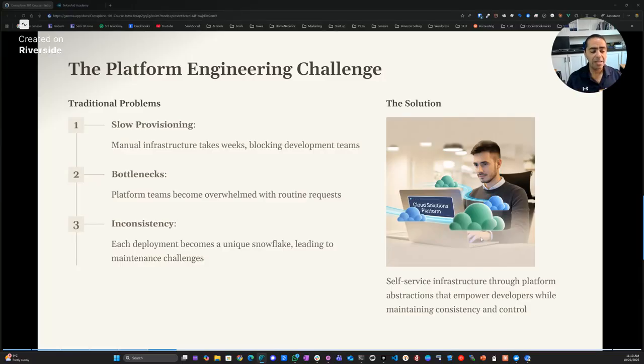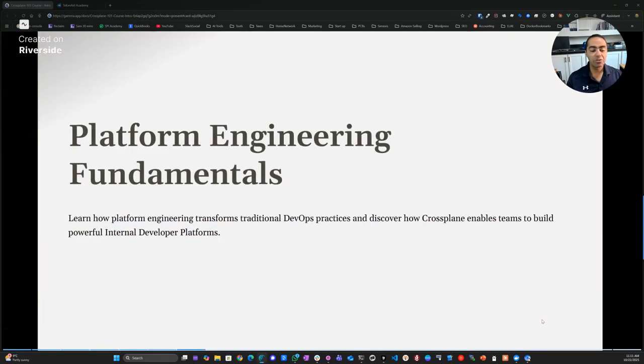And the way to do that is with self-service infrastructure through platform abstraction that empowers developers while maintaining consistency and control. So we want to make sure that we're allowing our developers to, instead of submitting tickets, click a button in a portal somewhere that goes behind the scenes, creates the database, and makes sure it follows all the security practices and all the governance that the organization has in place. Within minutes, they have the database they need, and we move on, right?